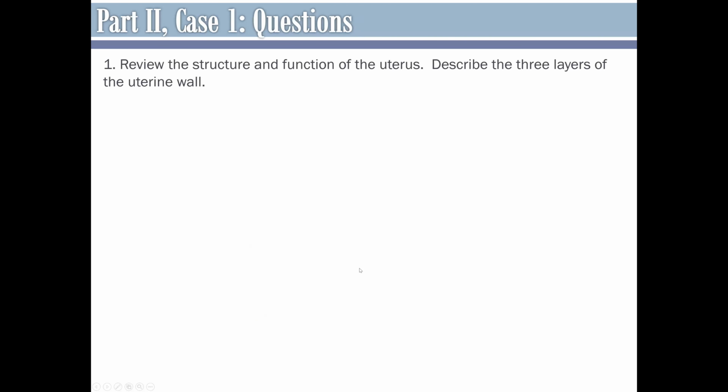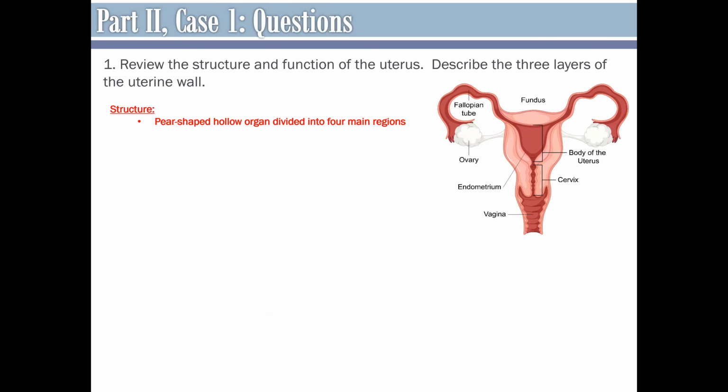So number 1, review the structure and function of the uterus. Describe the 3 layers of the uterine wall. So the uterus is a pear-shaped hollow organ divided into 4 main regions. There is the large body, there's the fundus, which is the part that protrudes superiorly above where the uterine tubes attach. There is the narrow isthmus region, and then there is the cervix at the bottom.